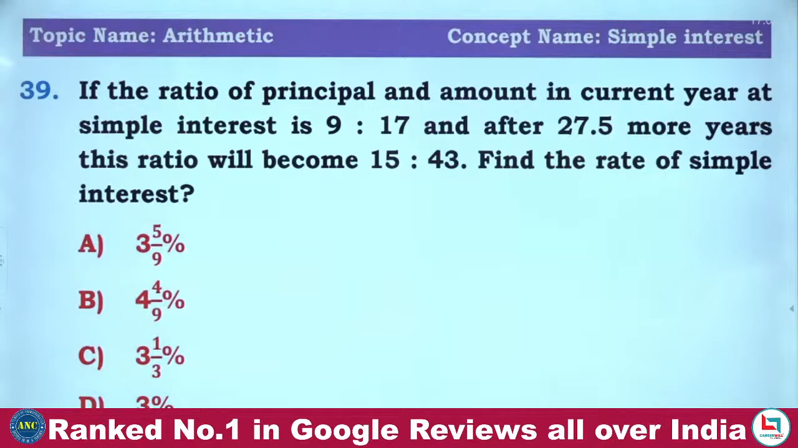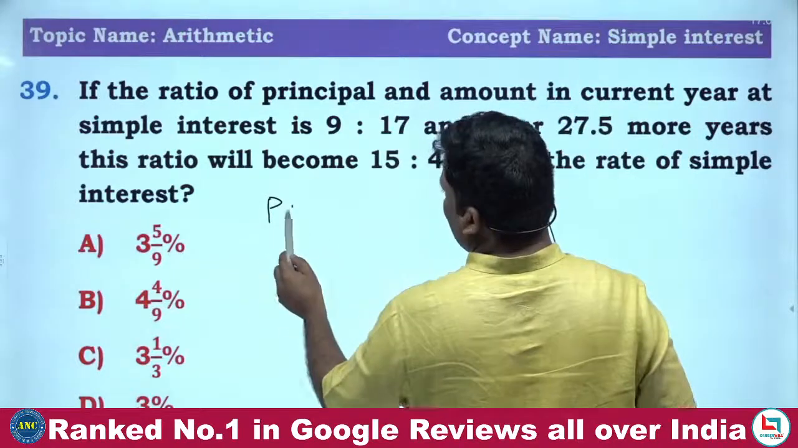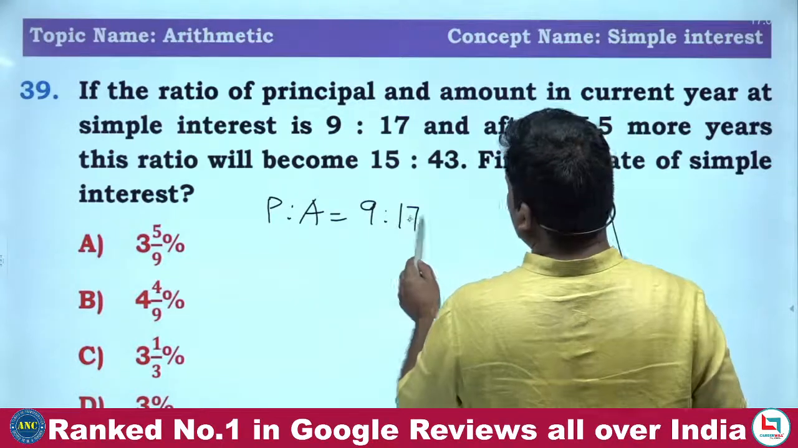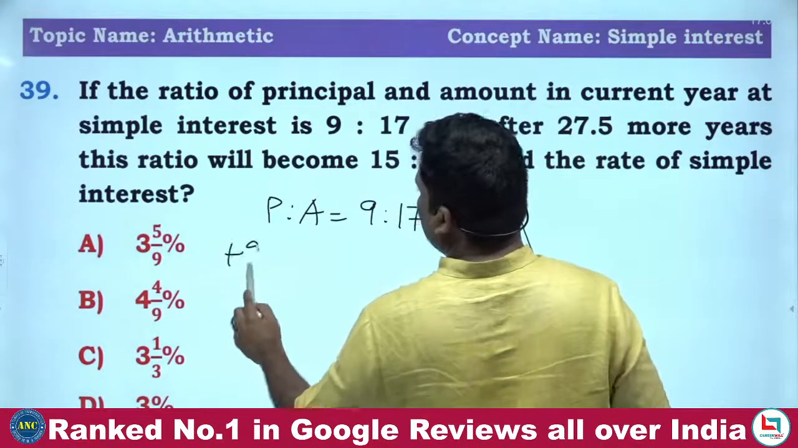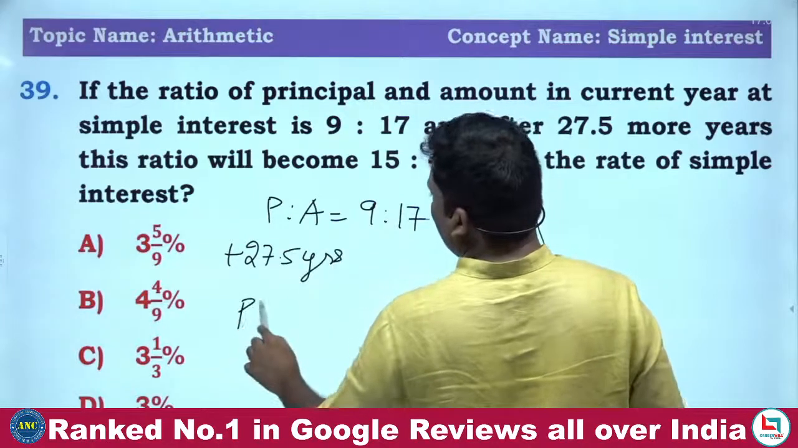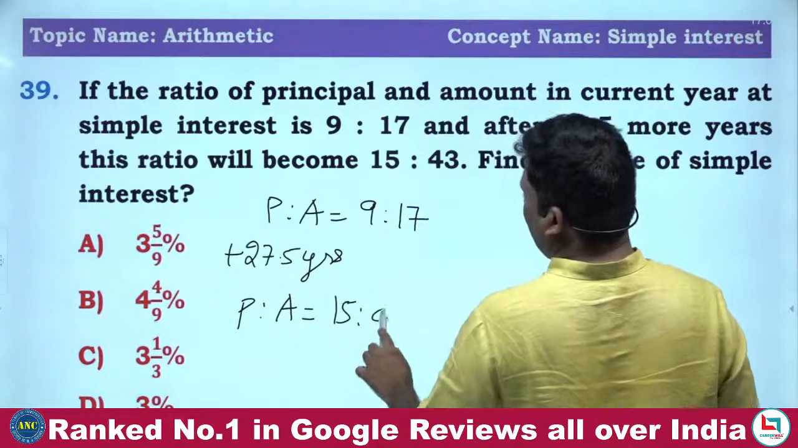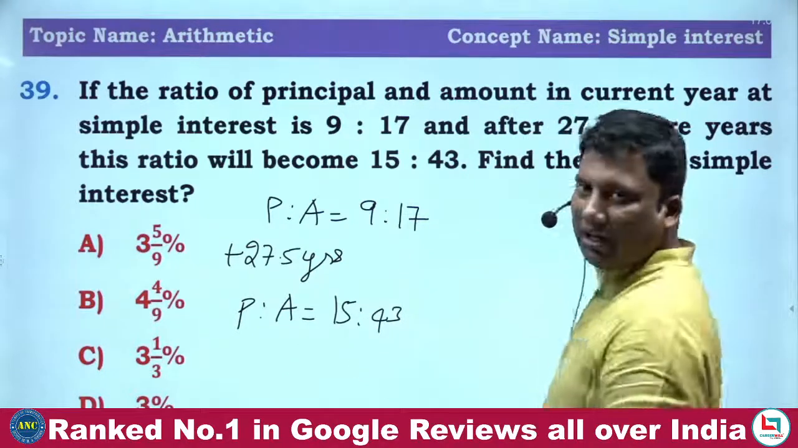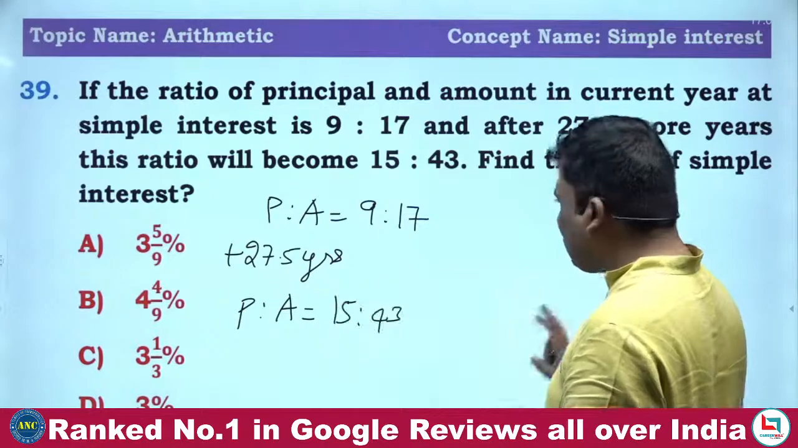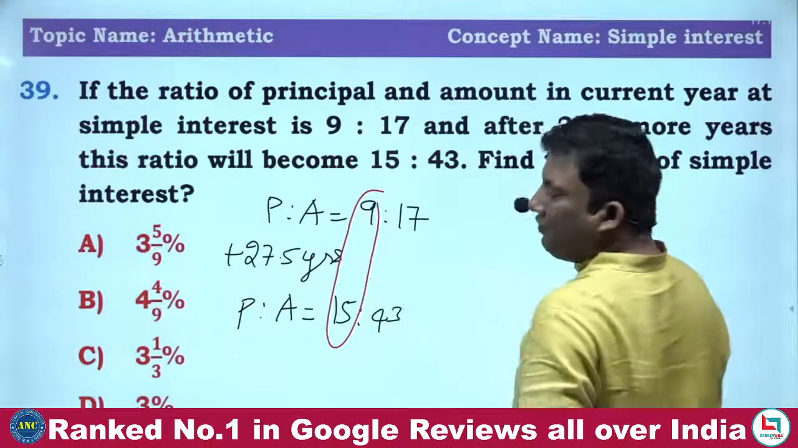This is also the same question. I think this question is also the same thing. You can try it out. Principal to amount is 9:17. After 27.5 years, principal to amount is 15:43. In case of simple interest, the principal remains the same every year.